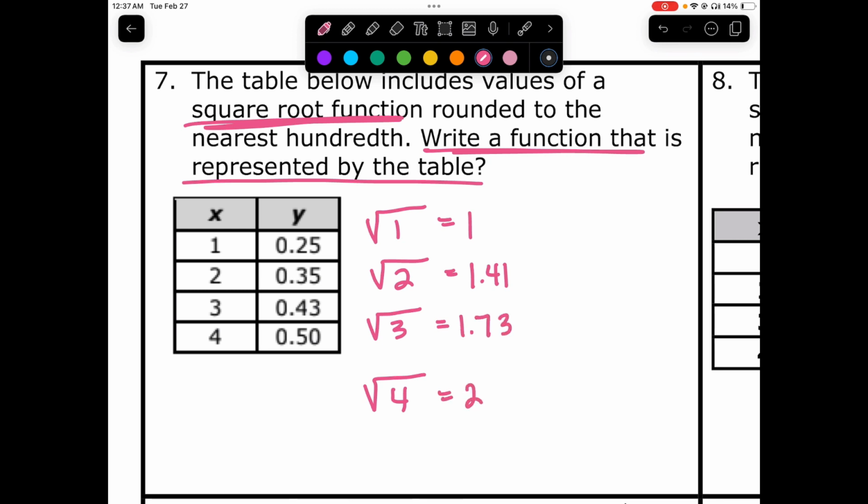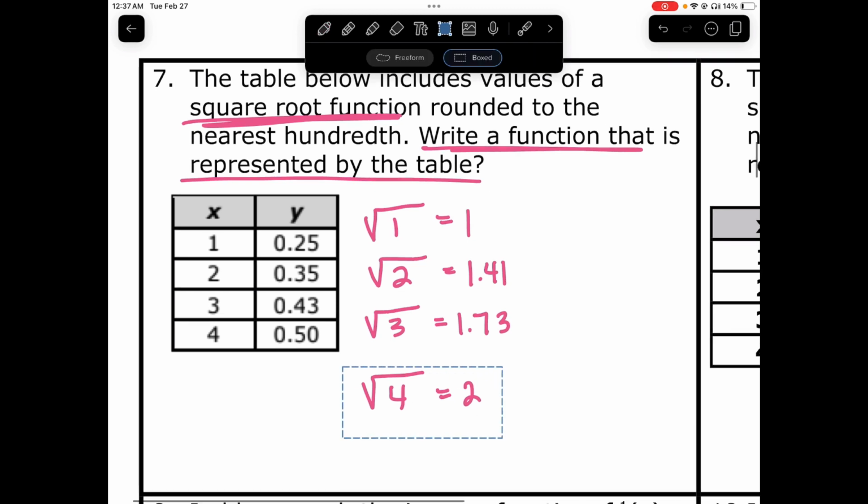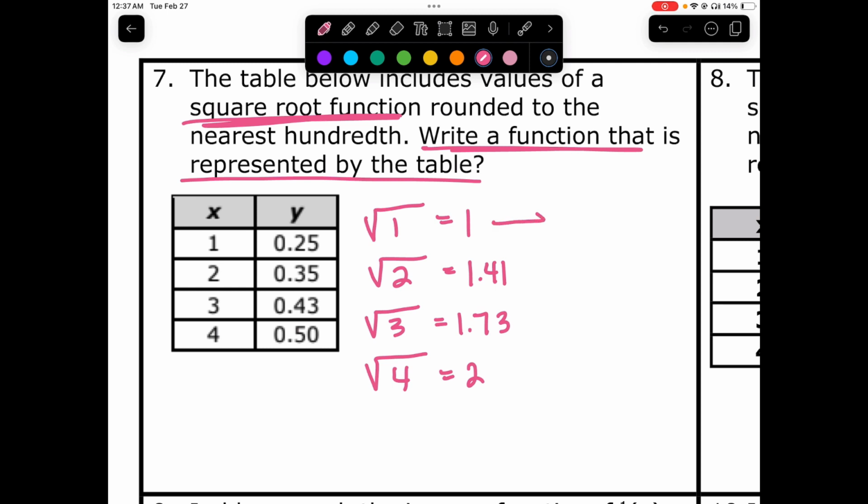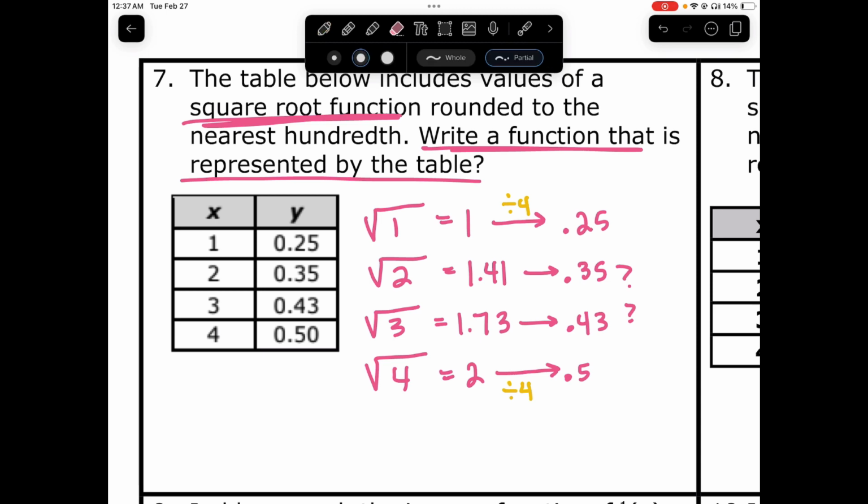All right, let's see if we can find any connections here. So we know that this one's going to have to equal 0.25. This one's going to have to equal 0.35. This one's going to have to equal 0.43. This one's going to have to equal 0.5. Now, I don't know about these two, but I can see clearly that 1 divided by 4 is 0.25. 2 divided by 4 is 0.5. Did I say that right? I wrote it down right.